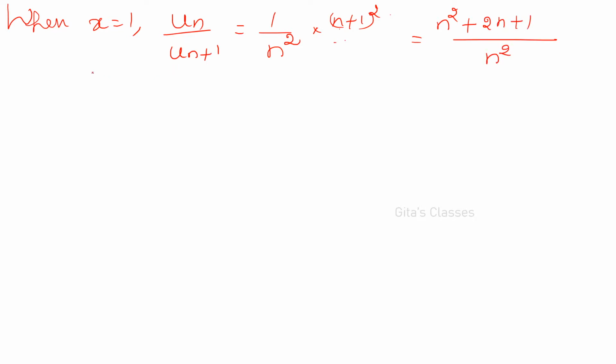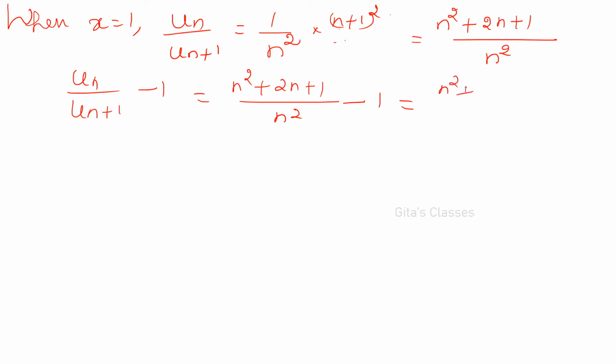This is our un by un plus 1. You have to subtract 1. So un by un plus 1 minus 1 is equal to n squared plus 2n plus 1 divided by n squared minus 1. That is n squared plus 2n plus 1 minus n squared. Take LCM divided by n squared. N squared and n squared will get cancelled. You will be getting 2n plus 1 divided by n squared.